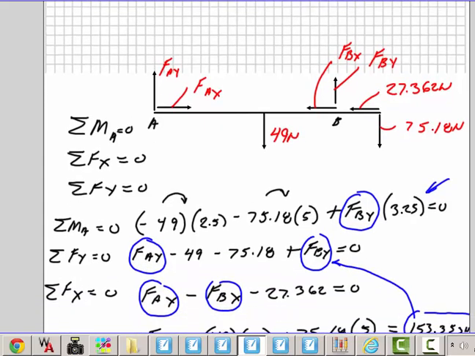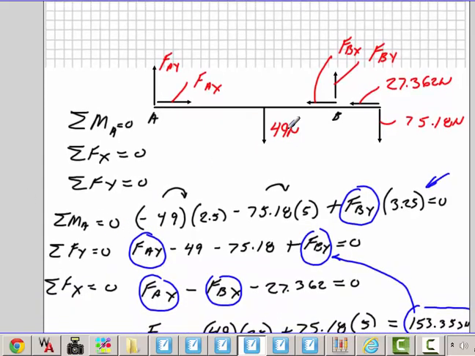I go ahead and from that write my equation of my moment. I take the 49, I multiply it by the distance from here to here, which is 2.5. I make it negative because it's trying to rotate the beam clockwise about A. I do the same thing here: 75.18, I multiply it by the distance of the beam, which is 5. It's also trying to make it rotate clockwise.